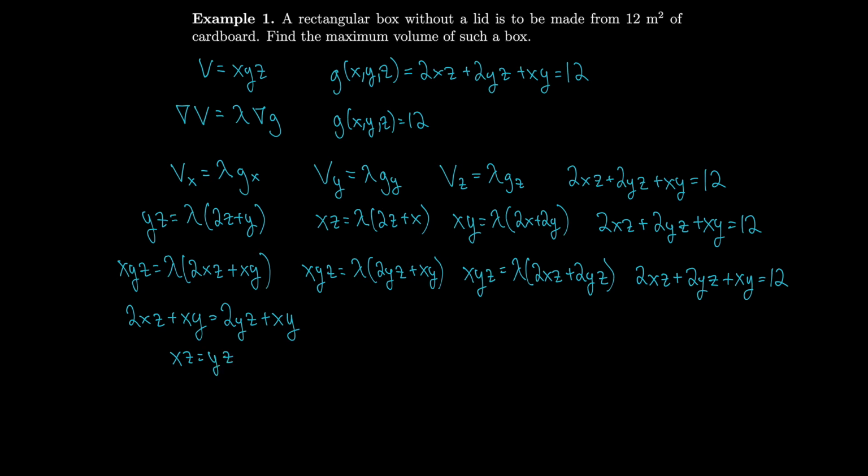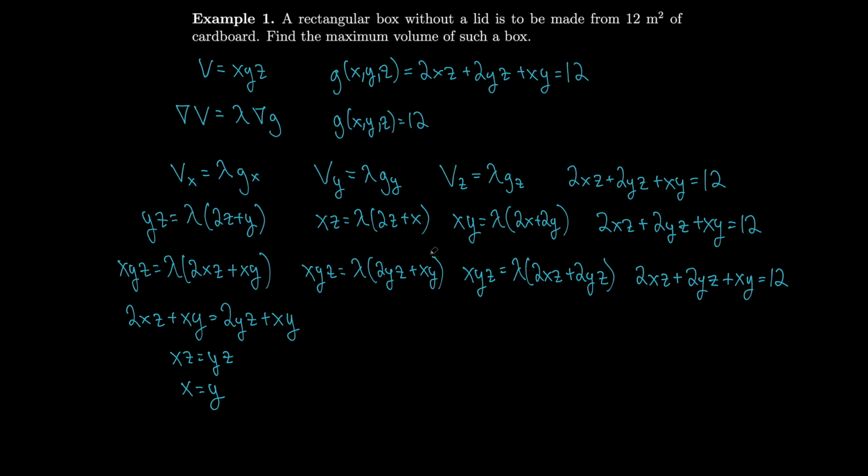And there's no way that z is 0, because I've got a rectangular box. I don't want one of the dimensions to be 0. So that means that x is y. I mean, I'd have a volume of 0 then. Okay, so we figured out that x is y, so we've made some progress.